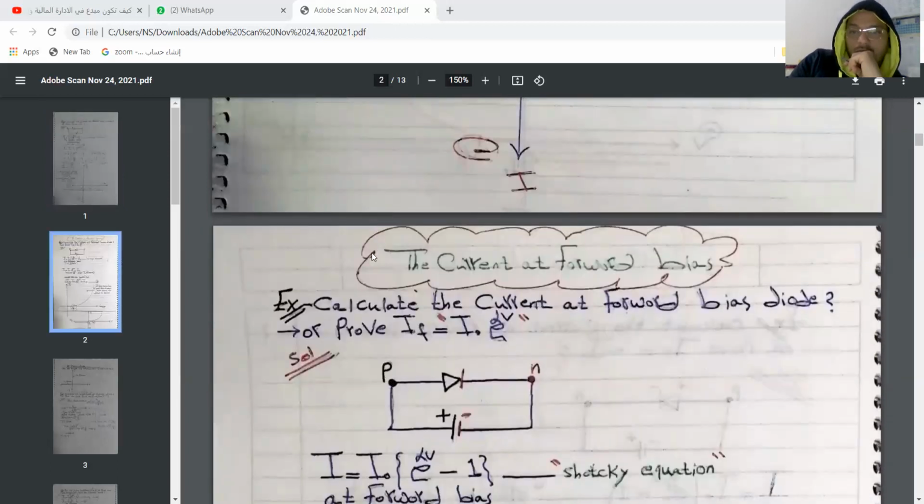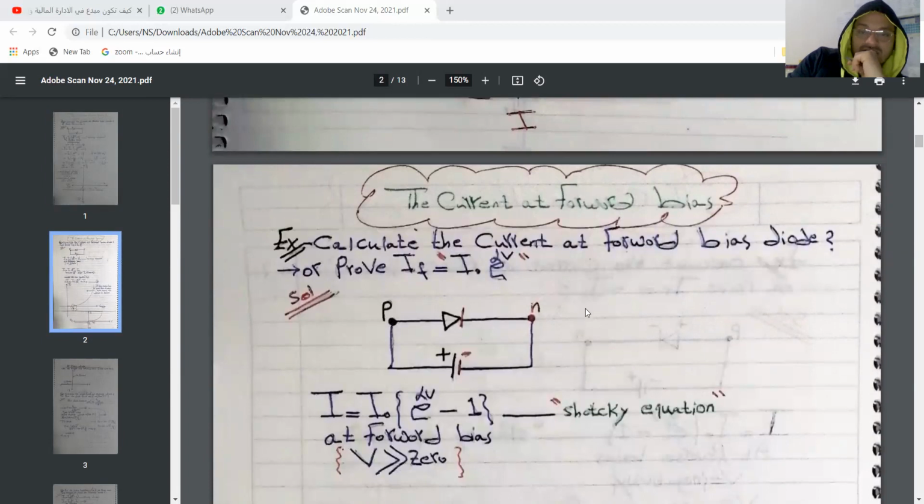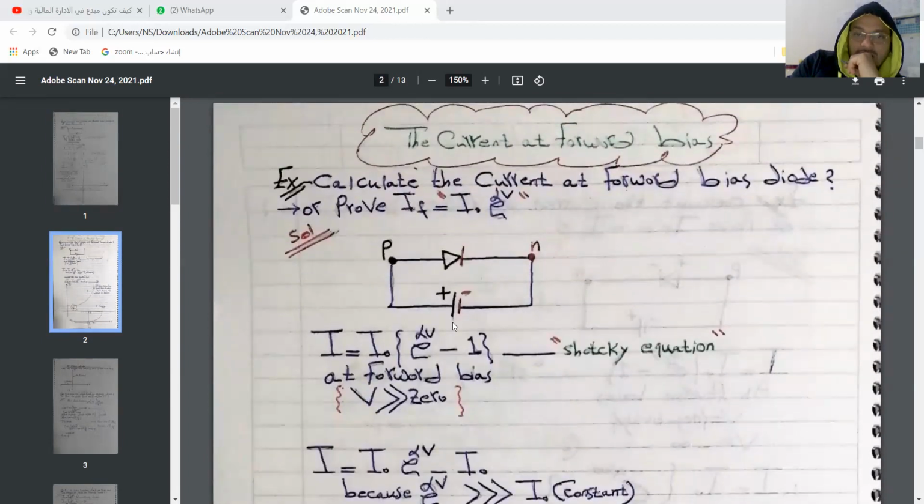Now let's work on forward bias. Calculate the current at forward bias diode, or prove forward bias diode current equals saturation current exponential alpha V. Like here, like we're seeing, two terminals here, N terminal with N diode terminal, and the same thing with a positive terminal diode with positive power source.